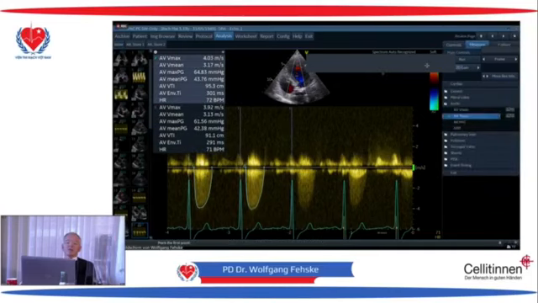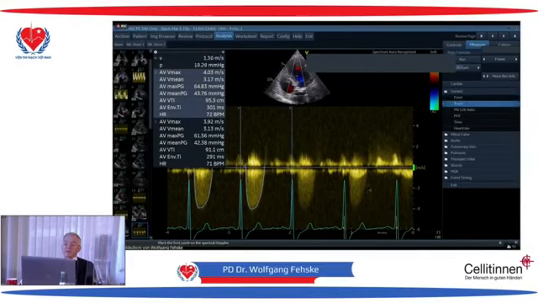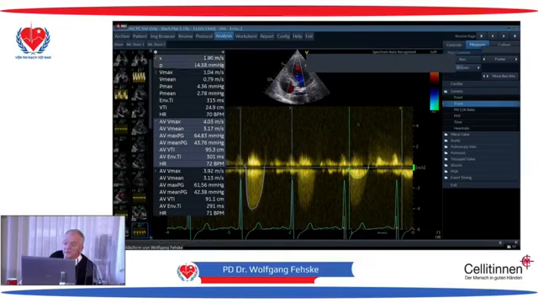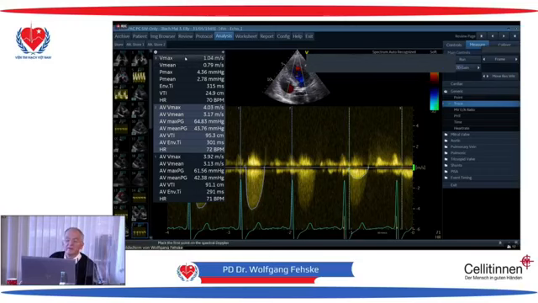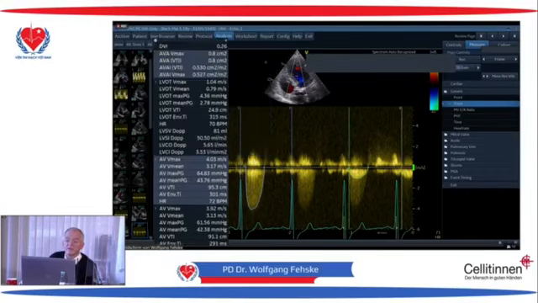So I store this, and then I go to measure the next one, which is this here. You see how I do it? I take this here, I go to the shadow. Okay, and this is the trace in the left ventricular outflow tract.